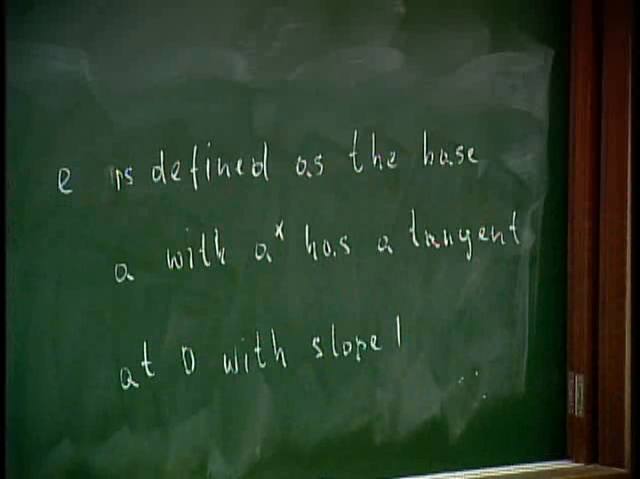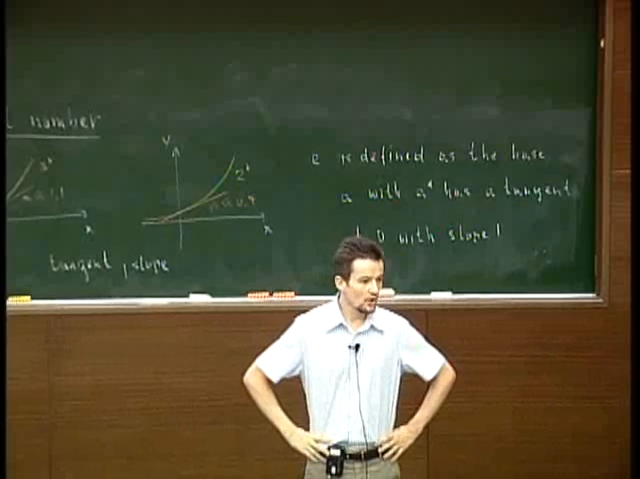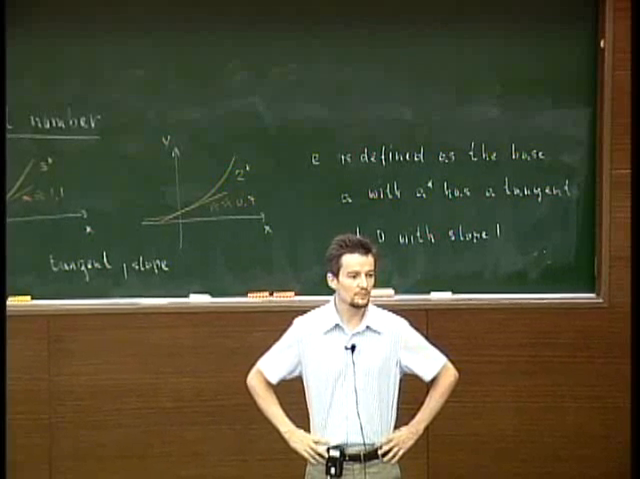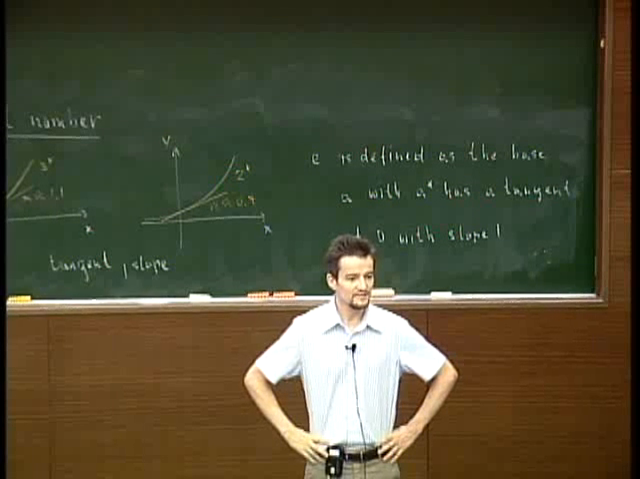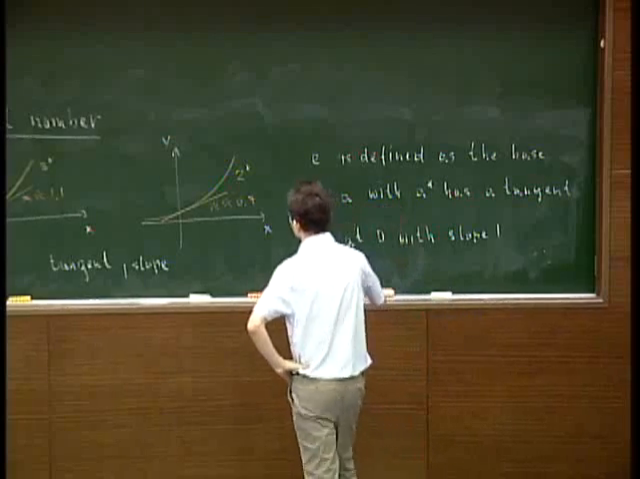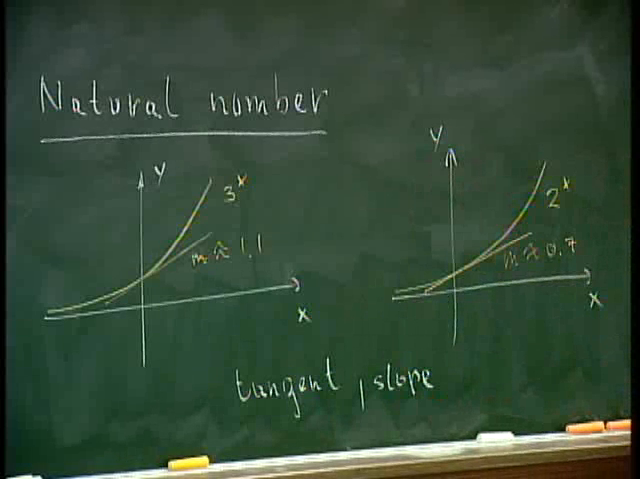Maybe from high school you have already some experience, and maybe some of you already know why this number is called the natural number, and why we prefer this number, why this number is so important as a base of the exponential function. But at this stage, this depends on the way we define the exponential function. It's not so clear why this number is called the natural number.